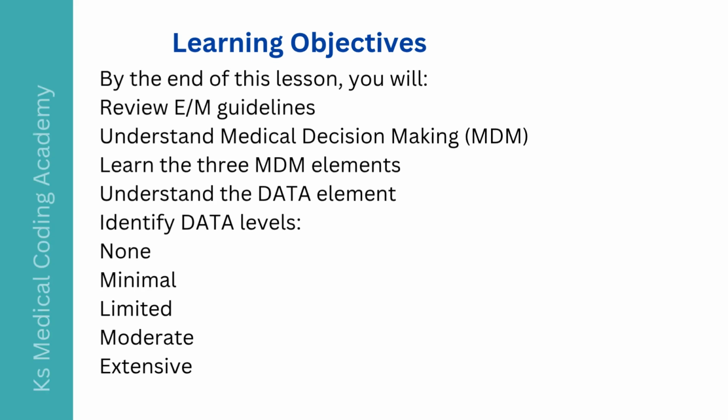In this lesson, we'll review the E/M guidelines and understand the basics of medical decision-making. We'll focus on the data element, one of the 3 MDM components. You'll also learn the 5 data levels: none, minimal, limited, moderate, and extensive, and how they help determine the correct E/M code.